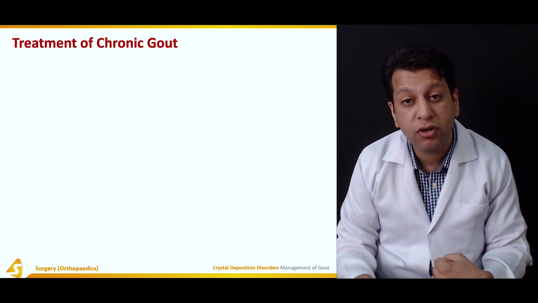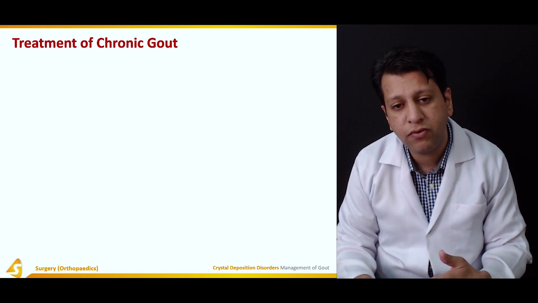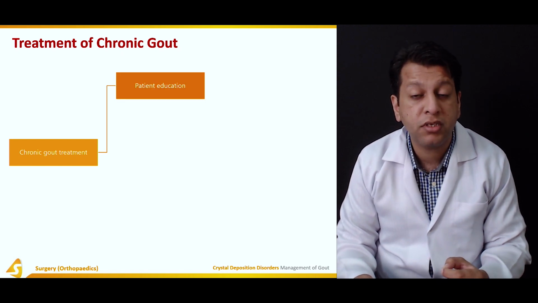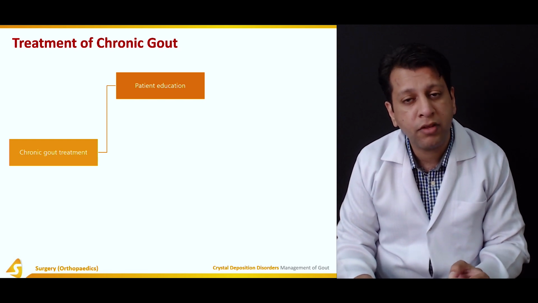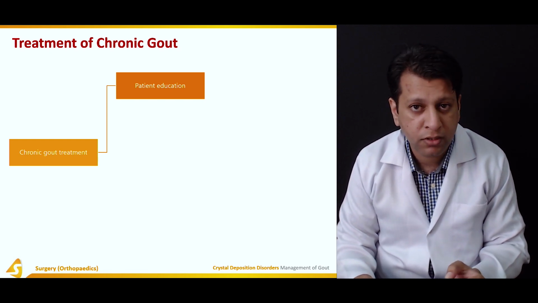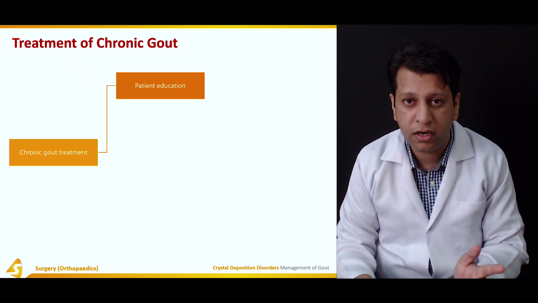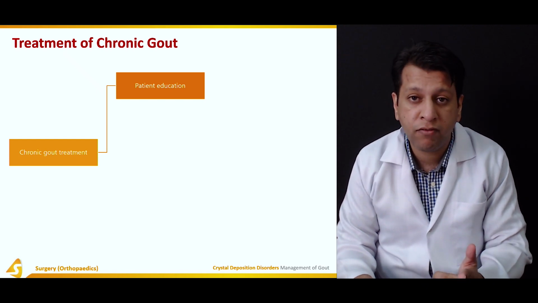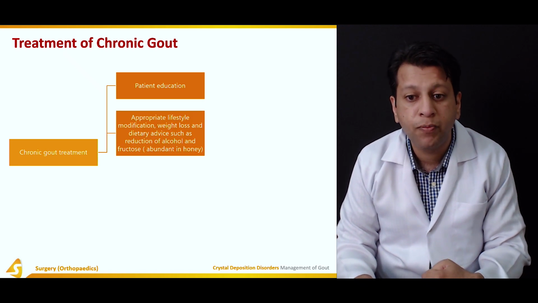Coming to the treatment of chronic gout, if the patient has multiple flare-ups and is a chronic gout patient, then the first thing should be patient education. The patient has to be told that there are certain diets, especially those which contain a high degree of purines. You cannot take too much meat, you cannot take too much liver and kidney, you cannot take red meat, and you cannot have red wine, because they are going to increase your uric acid levels.